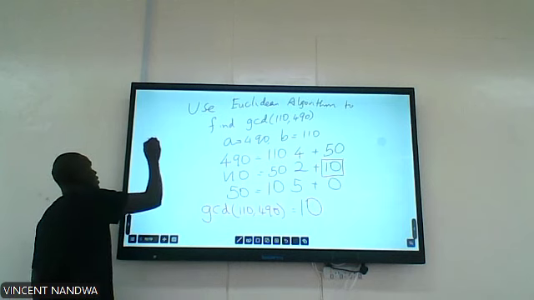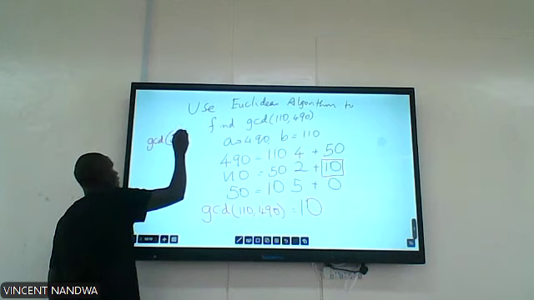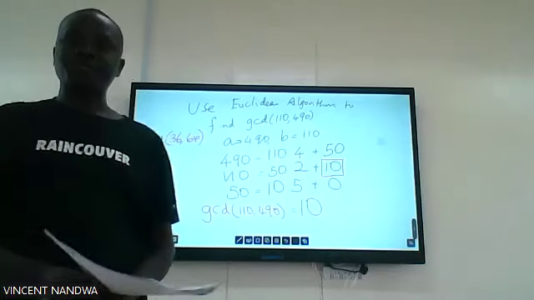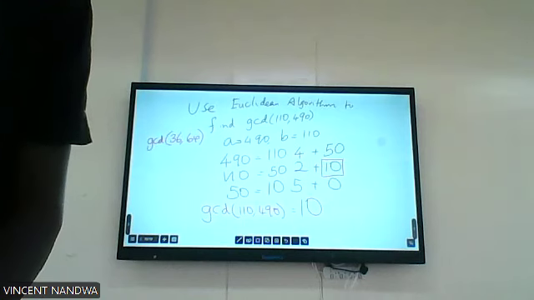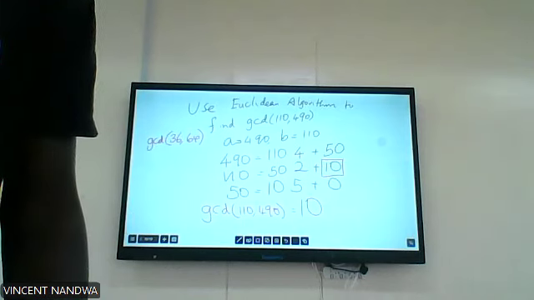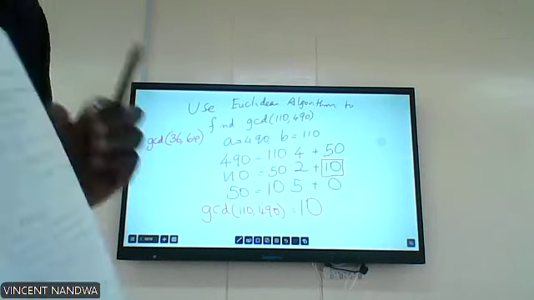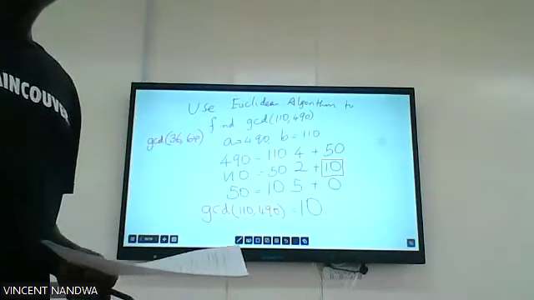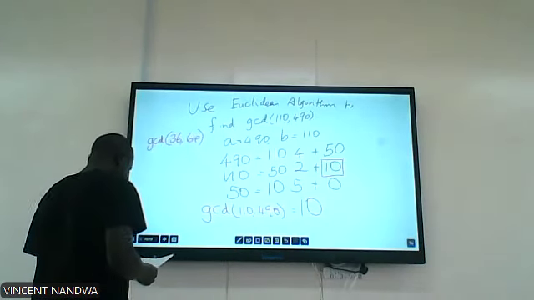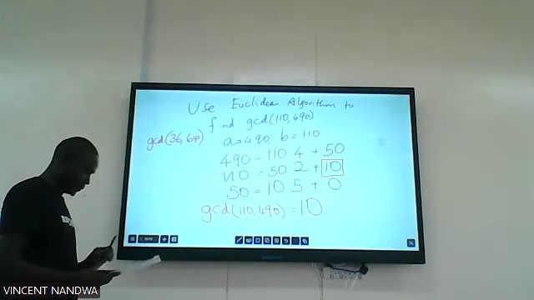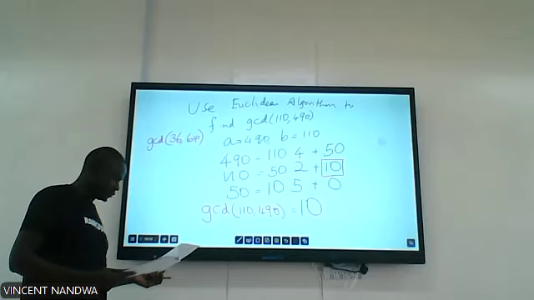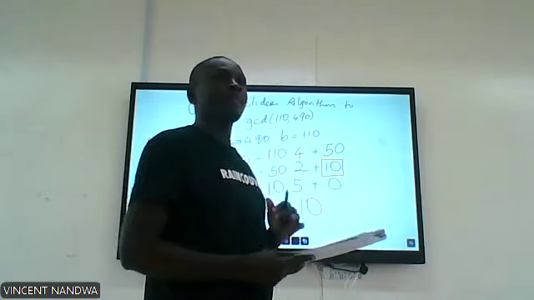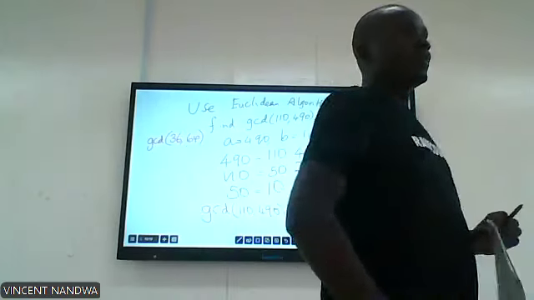So can you work on this? Find the GCD of 36 and 64 using the division algorithm. Do the process correctly.